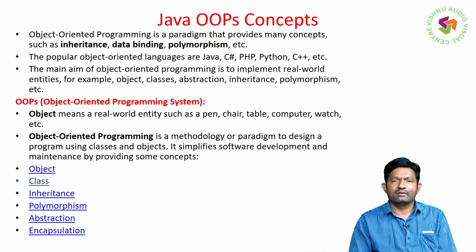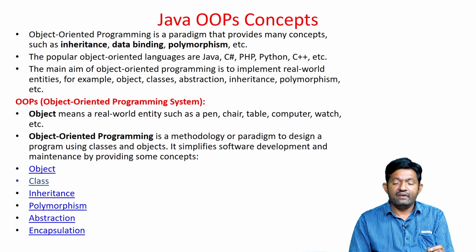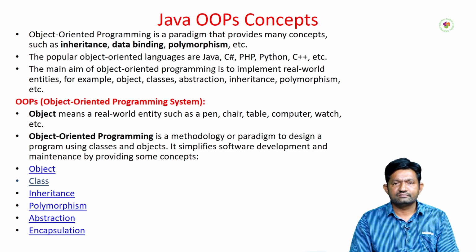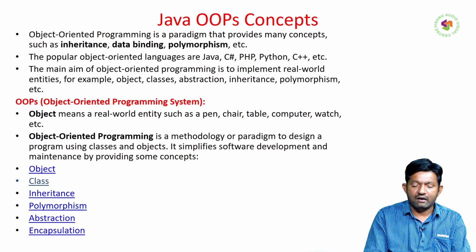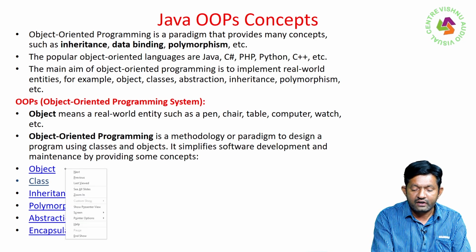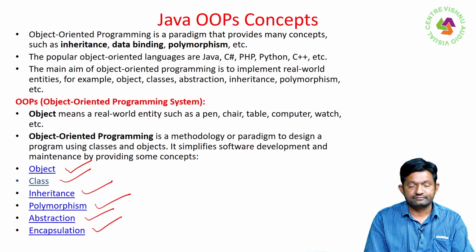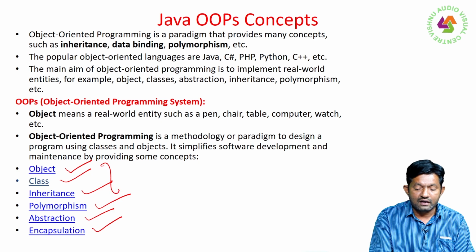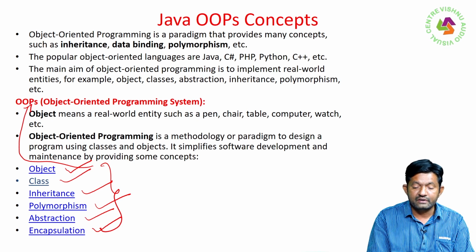What is OOP? OOP stands for Object-Oriented Programming, OOPS, Object-Oriented Programming System. When we say that a language is an object-oriented programming language, the OOPS concepts mainly consist of: object, class, inheritance, polymorphism, abstraction, encapsulation. If all these concepts are available, then we say that it is an object-oriented programming system.